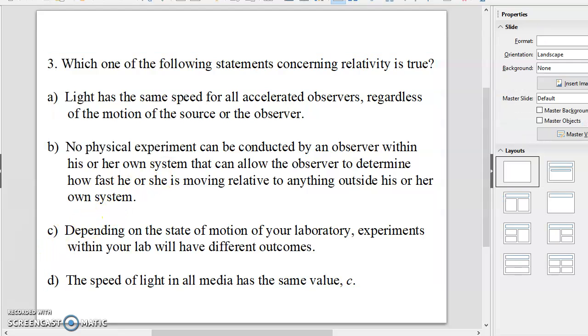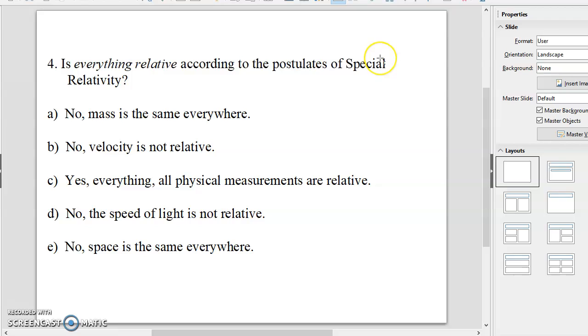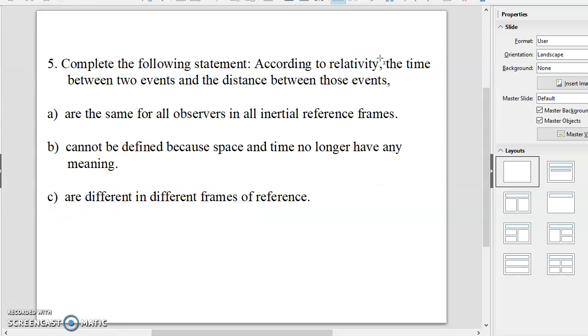Okay. Number 4. Is everything relative according to the postulates of special relativity? And the answer is D. No, the speed of light is not relative. Right? Okay. Number 5. Complete the following statement. According to relativity, the time between 2 events and the distance between those 2 events are different in different frames of reference.